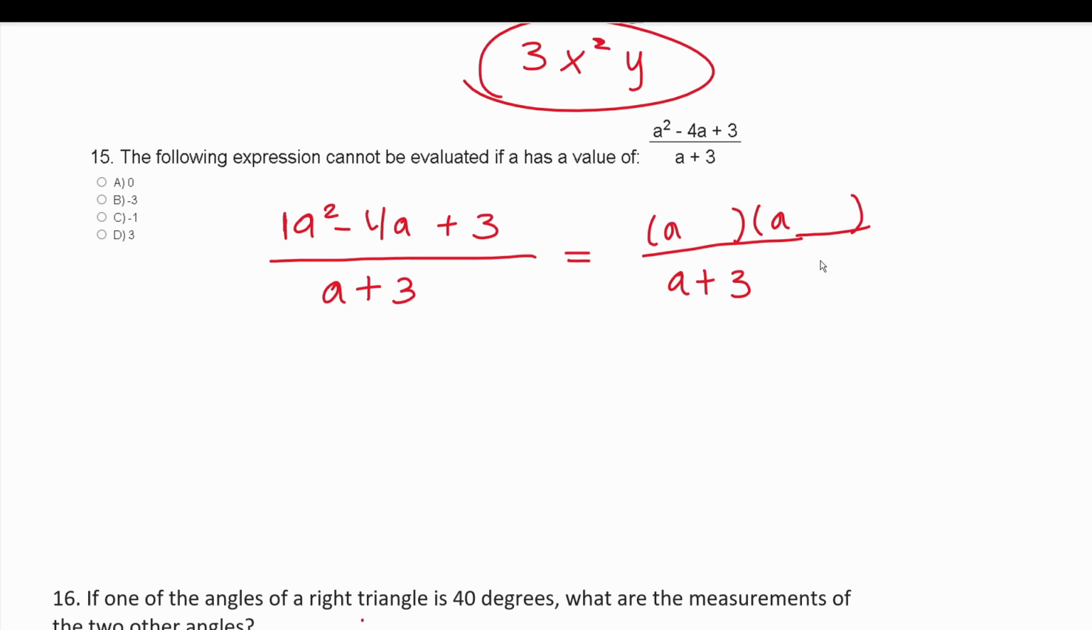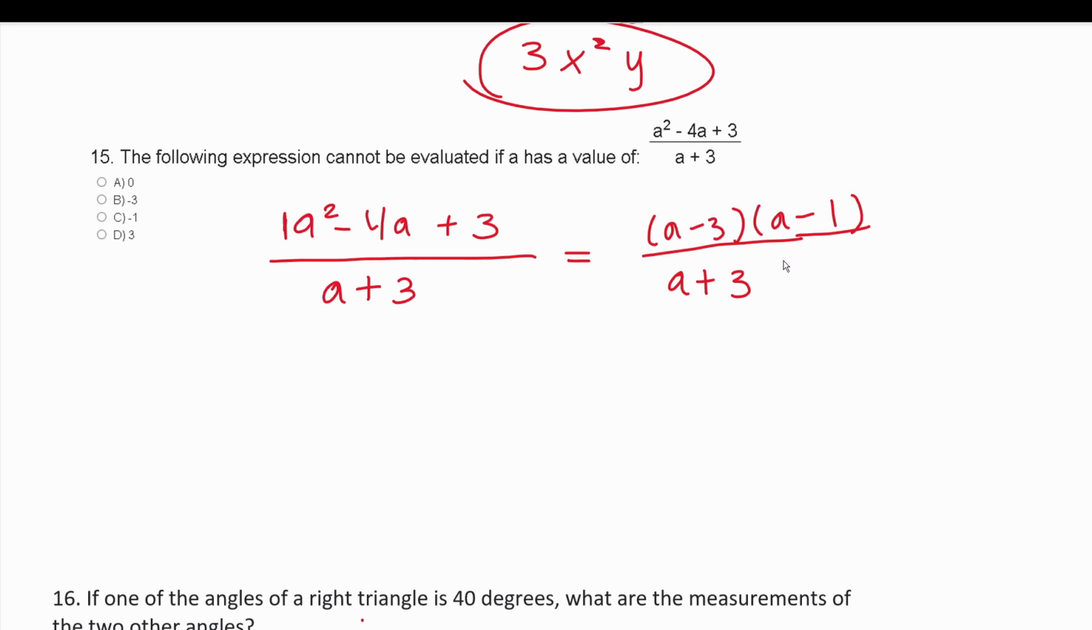Now we're looking for two terms that multiply to positive 3 and add to negative 4. Well, that's going to be minus 3 minus 1. Negative 3 times negative 1 is positive 3. Negative 3 plus negative 1 is negative 4. So at this point, we can't simplify this any further, and we still have to answer this question. What value of a will make us unable to evaluate this expression?